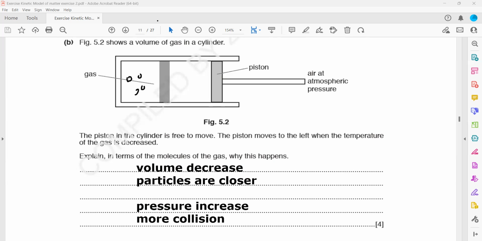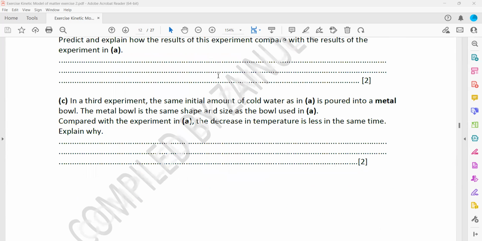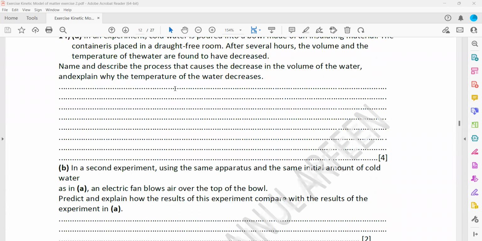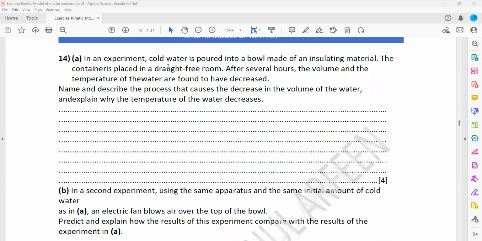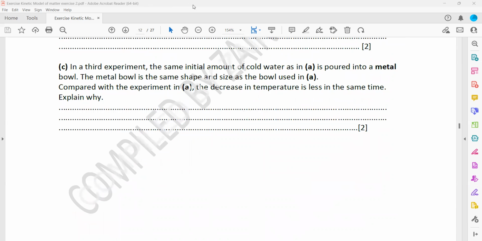Then we have page 12, question 14c. In the third experiment, the same initial amount of cold water is poured into a metal bowl. The metal bowl has the same shape and same size. Compare with experiment A: the decrease in temperature is less in the same time. Why? In experiment A, the cold water was poured into an insulating material. So we have to compare with experiment A.